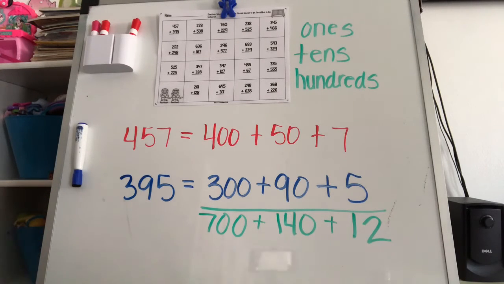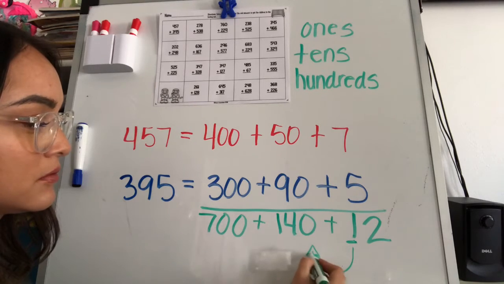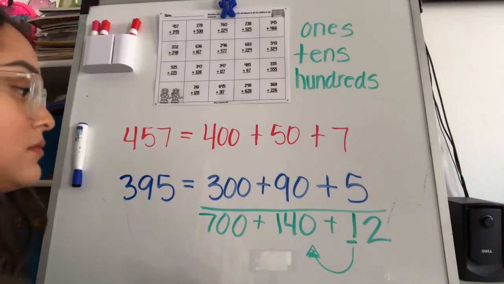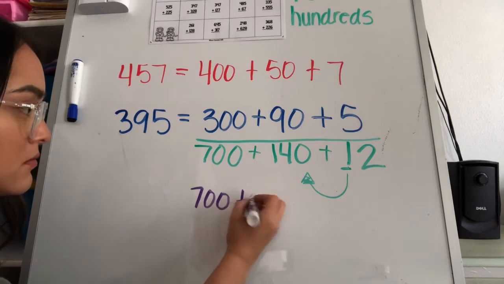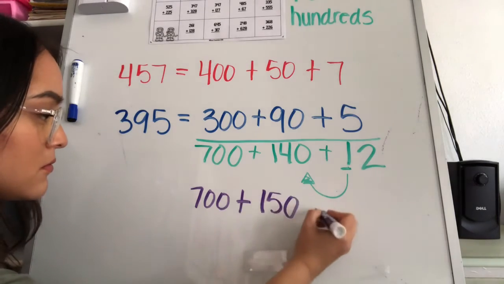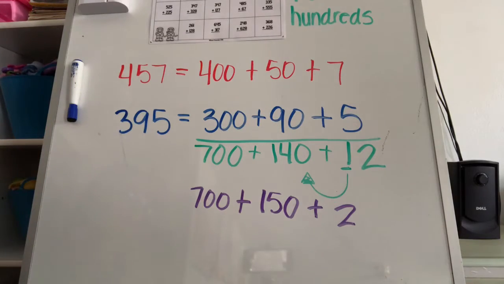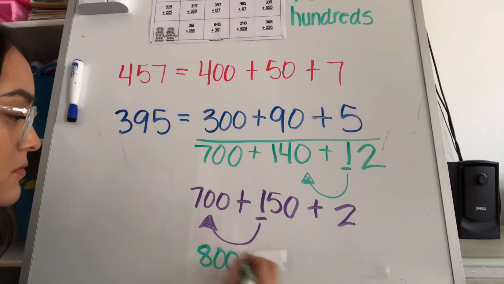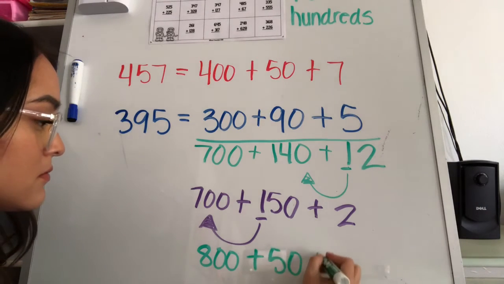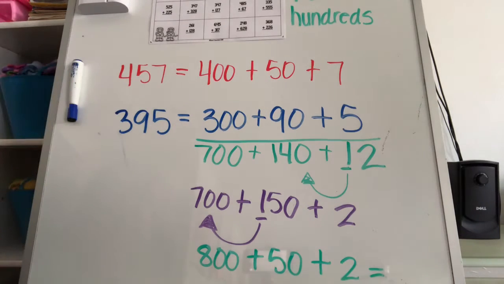So now that I look at my ones place, I see that there are 12 ones. 10 ones make a 10. So let's move 10 over to the tens place. Now I'm going to have to change my numbers and I will have 700 plus, what's 140 plus 10? Yep, 150 plus 2 ones. Now when I look in the tens place, I see that there are 10 tens, which makes 100. So I'm going to move my hundreds over to the hundreds place, which gives me 800 plus 50 plus 2. Now, can you solve the problem?